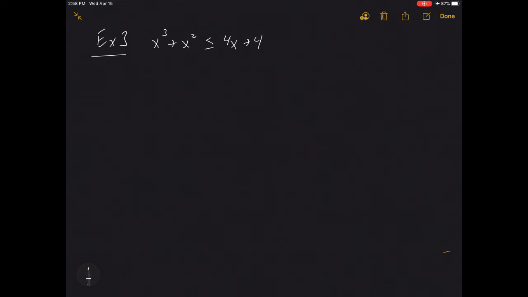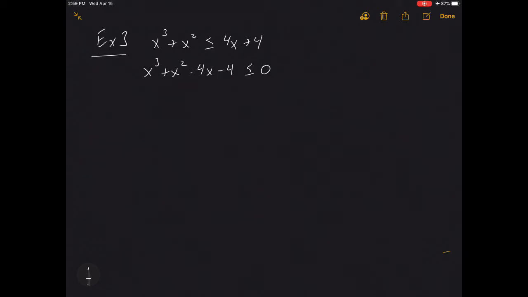So in order to do this, like every one of the problems we did before, we have to set one side equal to 0. So again, I'm going to keep the x cubed that I already have positive. I'm going to keep it there. We're going to move the 4x and the 4 to the left-hand side. So we're going to have x cubed plus x squared. We're going to have to subtract 4x and subtract 4 from both sides so that I get minus 4x minus 4 is less than or equal to 0.